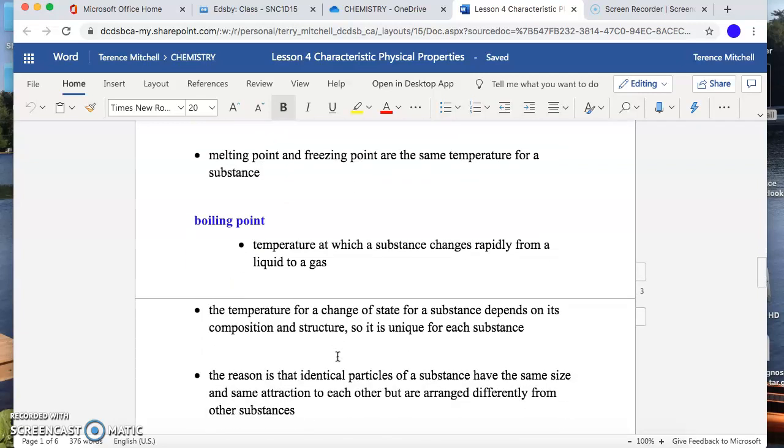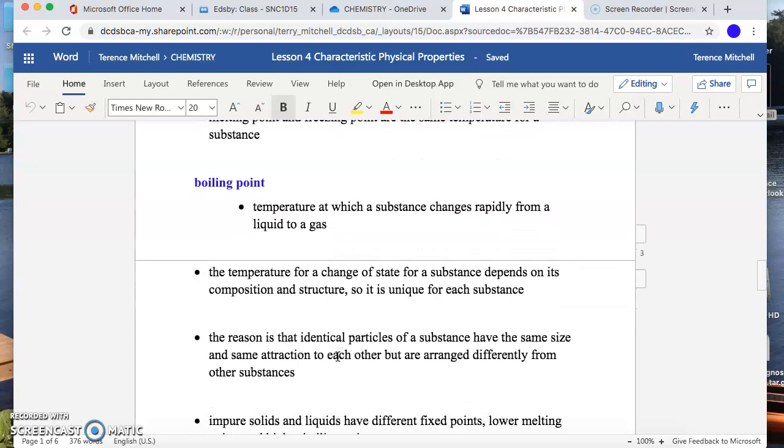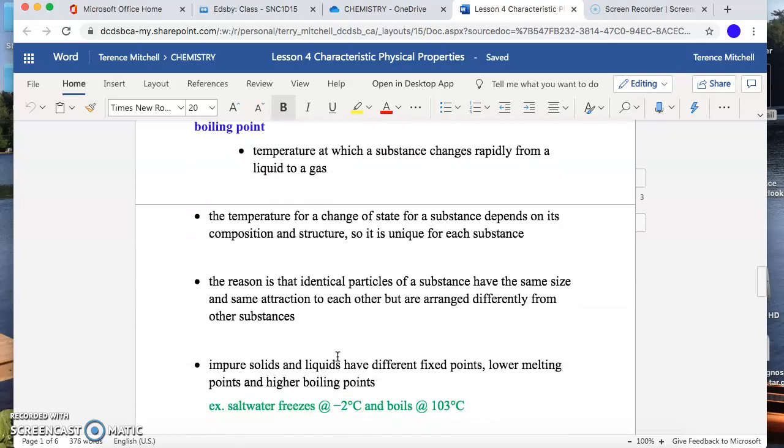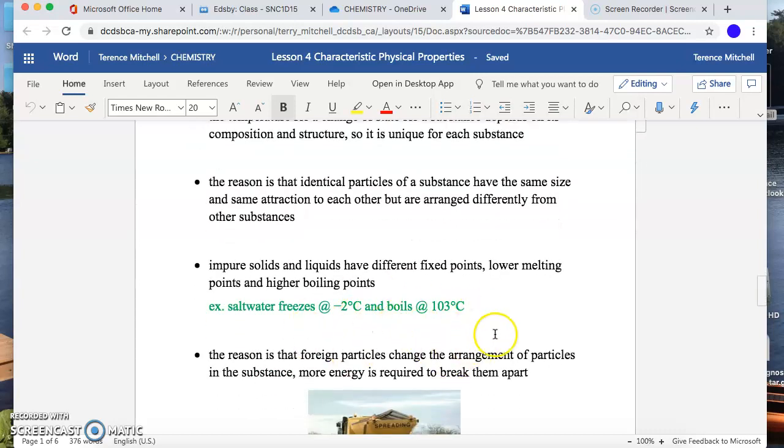So the temperature for a change of state depends on its composition and structure. And the reason is that identical particles of a substance always have the same size and attraction to each other, but are arranged differently from other substances. And now, as I mentioned, impure solids and liquids have different fixed points, lowering melting points and higher boiling points. So I talked to you about how if we add salt into the water, it's not pure anymore, and it is going to affect the boiling point or the freezing point, as you can see by the numbers I've provided here. And the reason for this is foreign particles change the arrangement of particles.